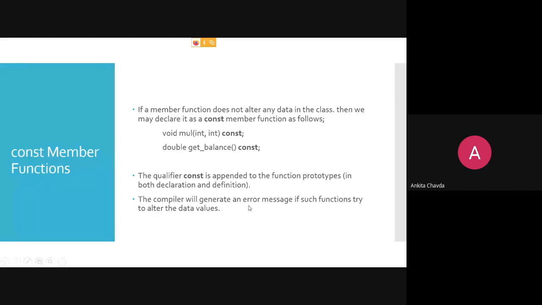And the compiler will generate an error message if such functions try to alter the data values. If this function is trying to alter any value, the compiler will raise an error. This is the only thing you need to understand in a constant member function. The topic is over. I hope you are getting it.